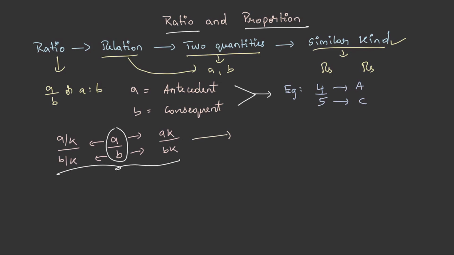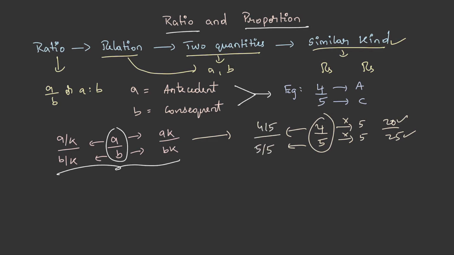Let's understand this with an example. Let's take 4 by 5 as the ratio. Multiplying each term of the ratio by a non-zero number, here let's take it as 5, will become 20 by 25. And this on simplification will be the same as this. Coming to the dividing part, let's divide it by 5. It will be 4 by 5 by 5 by 5 respectively. And on simplifying this, we will get the same ratio. So even if you multiply or divide it by the same non-zero number, it does not affect the ratio.